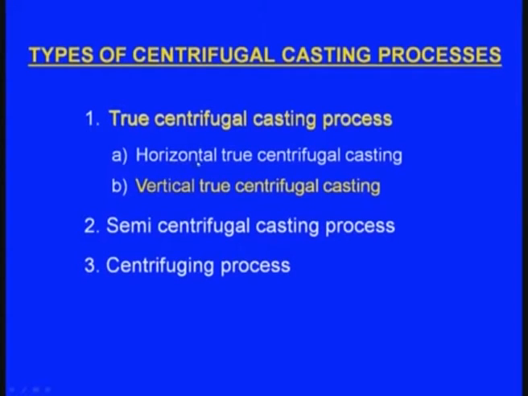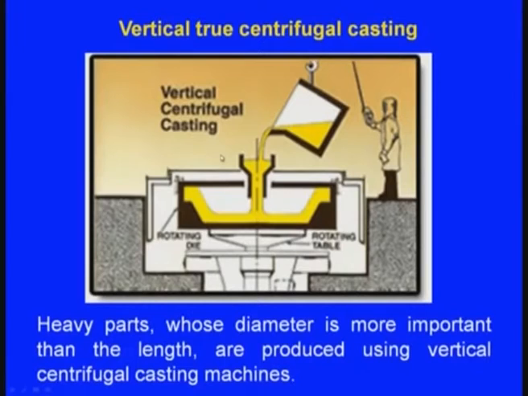So far we have completed horizontal true centrifugal casting. Now let us see the vertical true centrifugal casting process. Now why should we go for the vertical true centrifugal casting process? Why not the horizontal true centrifugal casting process? This is used for heavy parts whose diameter is more important than the length. At such times we use the vertical true centrifugal casting process. The principle is the same.